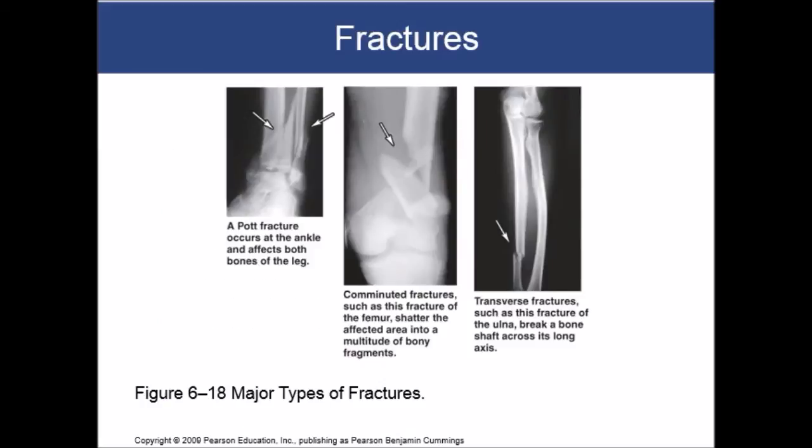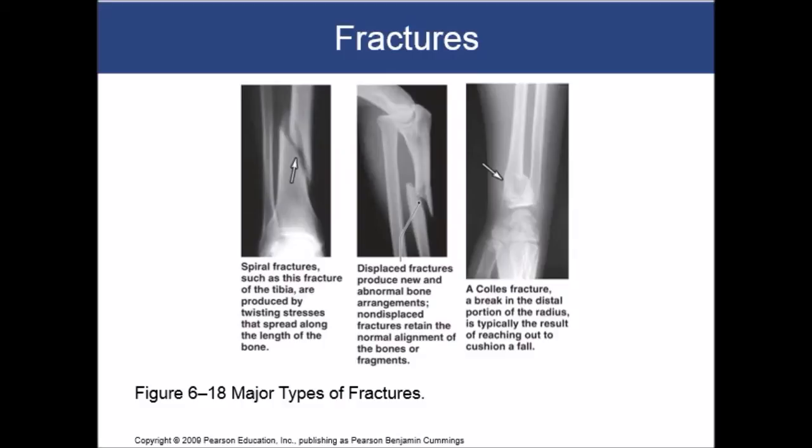Pott fracture, which is both bones of the leg. This is what you have to know. Comminuted fracture, when you have shattered bone, basically. Transverse fracture, you break something transversely, like the ulna. Okay? Spiral fracture, like twisting, something like the tibia. Displacement fracture is when the bone is misaligned, misarranged.